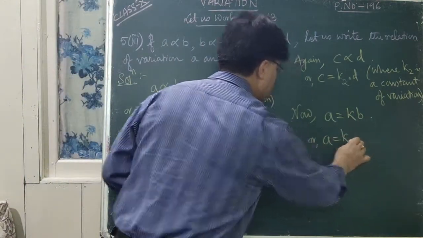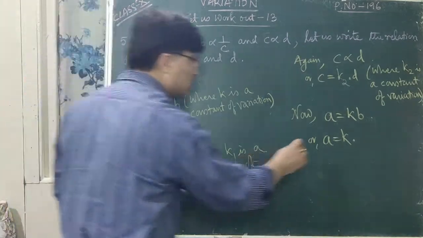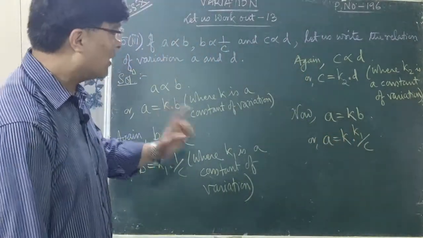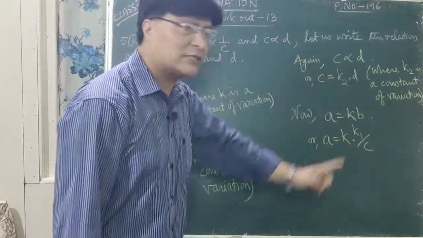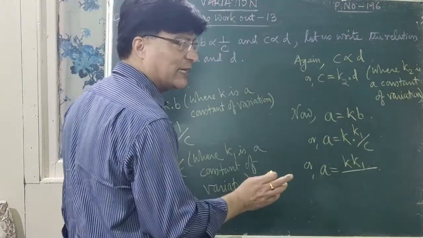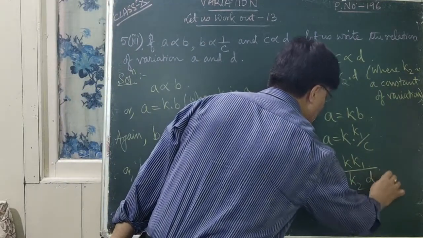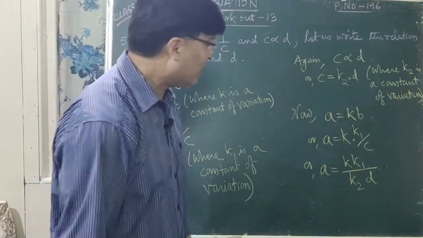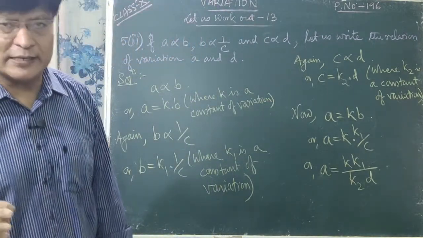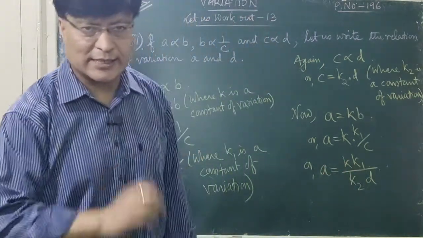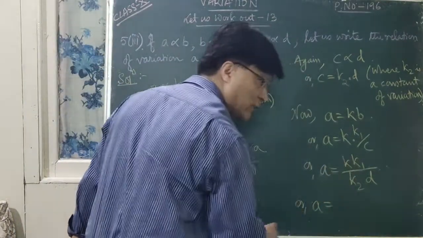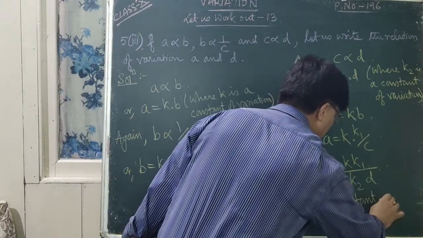And A is equal to K into, now here we can put the value of B. B is equal to K1 upon C. This is K1 upon C, right? Again, you can put the value for C here. What is the value for C in this case? It is K2D. So A is equal to K into K1 divided by K2D. Okay? Now, what can you say about K1 divided by K2? Since K1 and K2 are constants of variation, this K1 upon K2 will be constant. So you can write here A is equal to constant into 1 upon D.